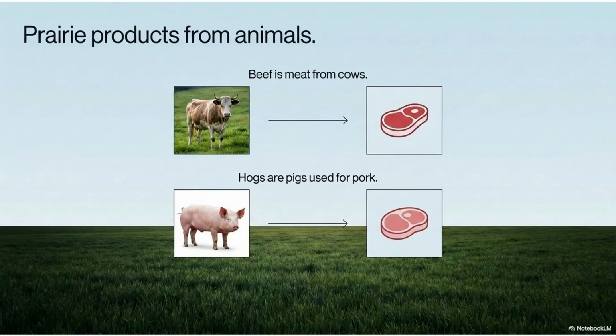Prairie products from animals. Beef is meat from cows. Hogs are pigs used for pork.